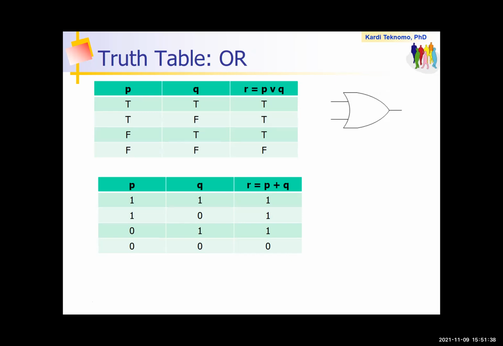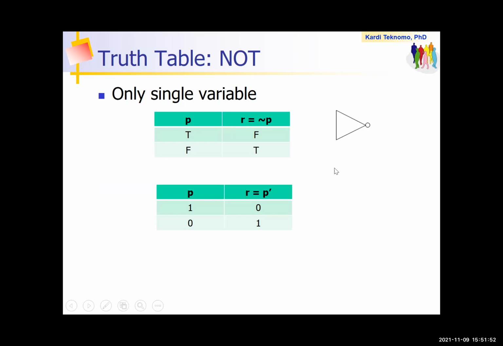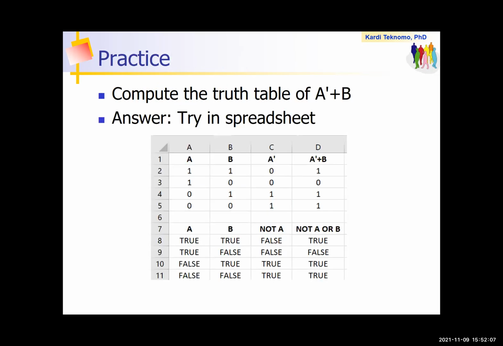OR is exactly the same as the truth table in logic. In Boolean, you just replace all true with 1 and false with 0. How about NOT? It's the same thing also, right? So, easy. There's nothing new in here except changing false into 0 and true into 1.